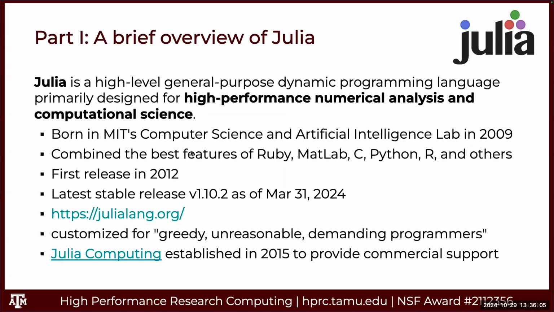All right, so just a brief overview of Julia. It is a high-level general purpose dynamic programming language, really designed for high-performance numerical analysis and computational science. It started at MIT in 2009, so a relatively new language. The authors sought to combine the best features of a bunch of different languages: Ruby, MATLAB, C, Python, R, and ended up with the first release in 2012. Right now, the release that we are working on is 1.10.2.